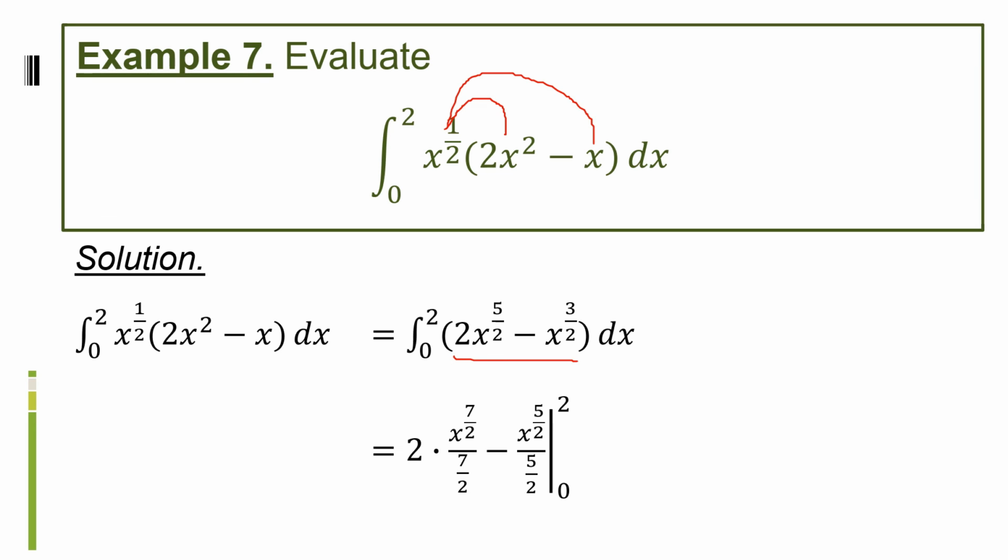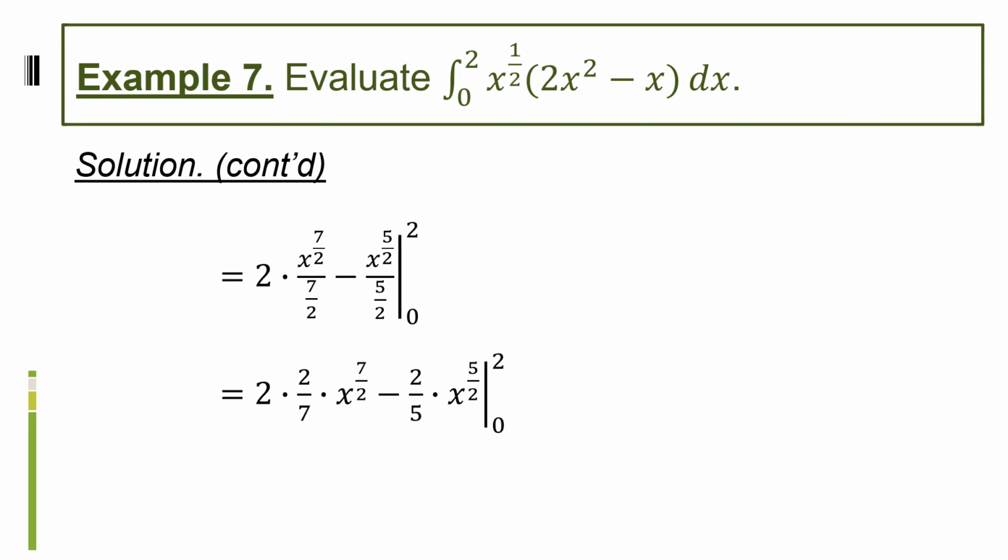So, we have now 2 times x raised to 7 over 2 over 7 over 2 minus x raised to 5 over 2 over 5 over 2 evaluated at 0 to 2. So that is capital F of 2 minus capital F of 0. By simplifying, we have 2 times 2 over 7 times x raised to 7 over 2 minus 2 over 5 times x raised to 5 over 2 evaluated from 0 to 2, or that is 4 over 7 x raised to 7 over 2 minus 2 over 5 times x raised to 5 over 2 evaluated at 0 to 2.